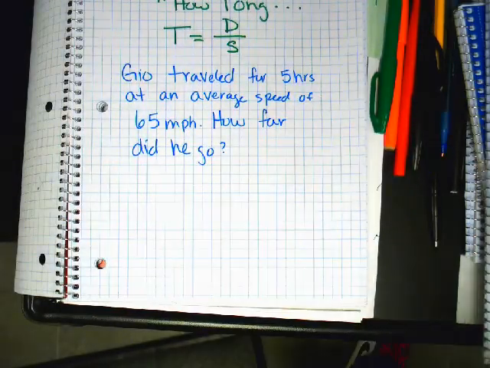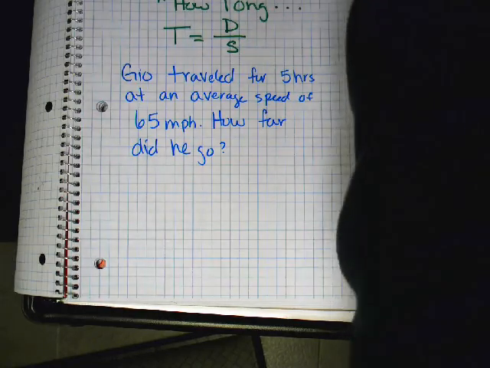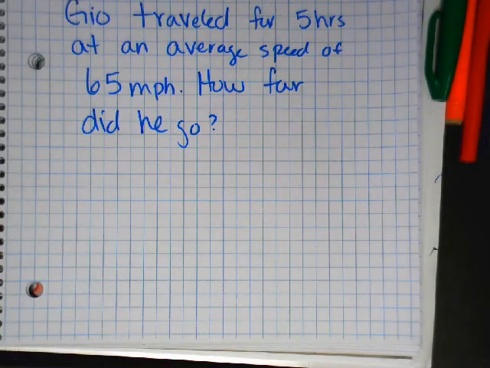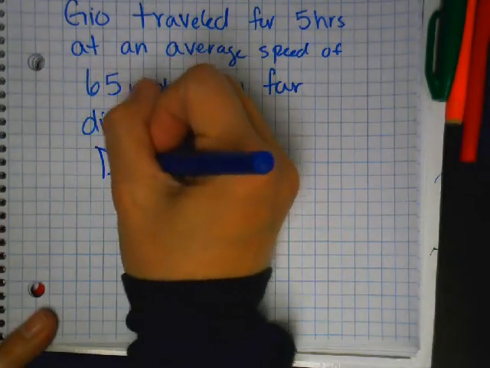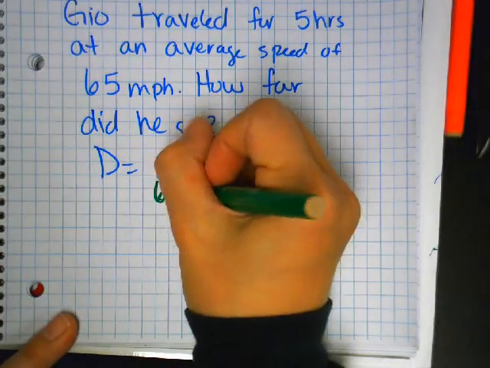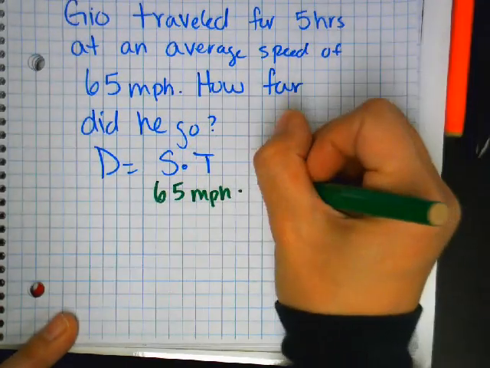Okay. If you can spot what I'm going to ask you, great. If you're confused, ask yourself, how fast? Oh, they already told me that, 65. So I'm not solving for speed. How long? What's the time? Oh, it's 5 hours, so they're not asking me for time. So what are they asking me? How far, which is distance. So you cover up the letter D. What's the math? Speed times time. So distance is equal to speed times time. What's my speed? 65 miles per hour. What's my time? 5 hours.